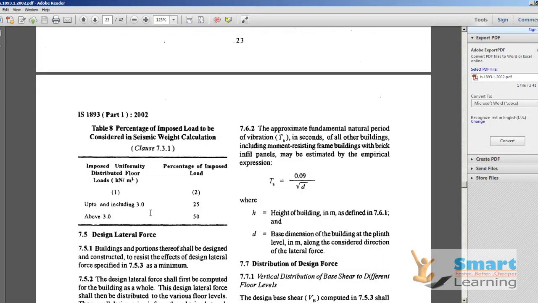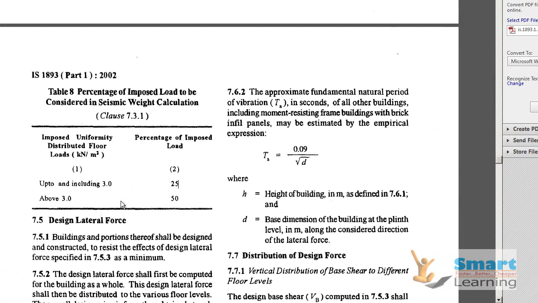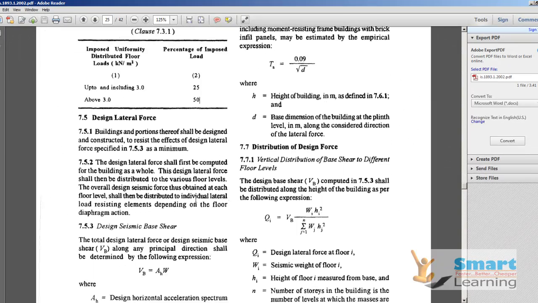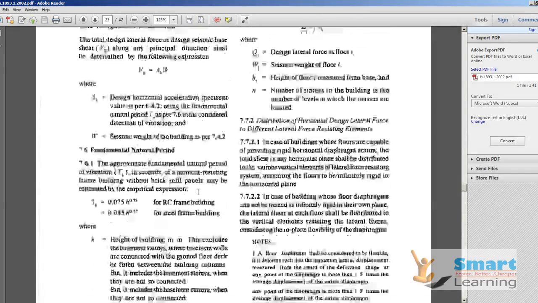And this is very important: when you go for the percentage of imposed load to be considered in seismic weight calculation, that is the live load, what percentage you are going to take. If it is up to 3, then 25% you can take, and if it is above 3 you are going to take 50. In our project, as it is 4 kilonewton per meter square, we are going to take 50%, that means 2 kilonewton per meter square seismic contribution, or you can say imposed load because of that. So let me show you about the seismic weight calculation. That is the live load.